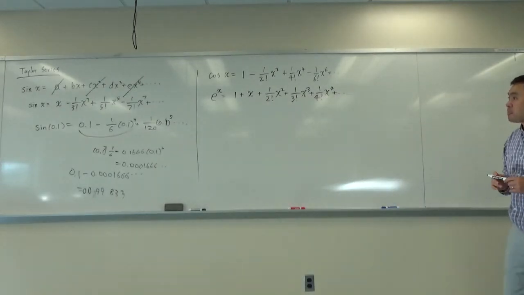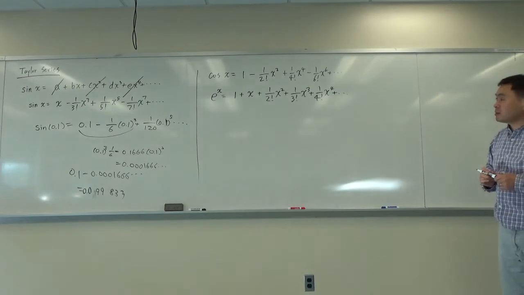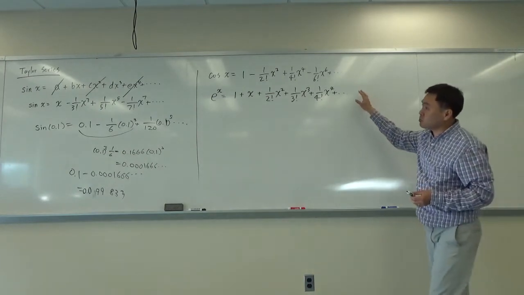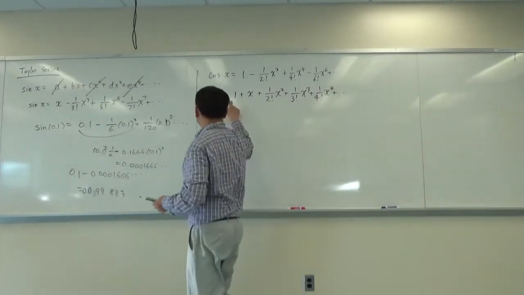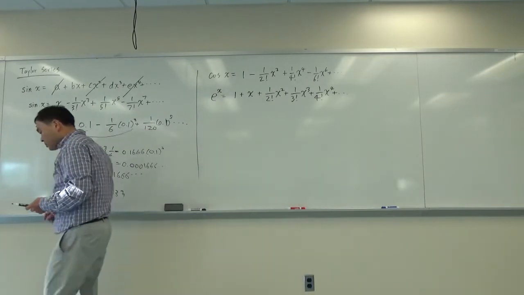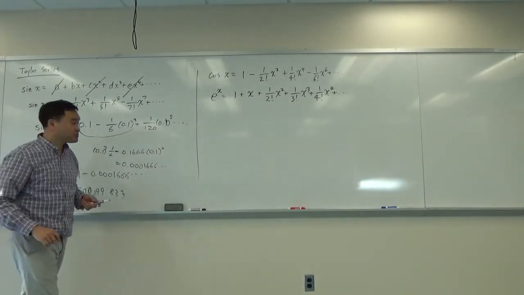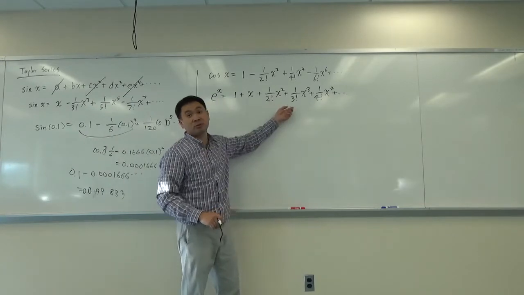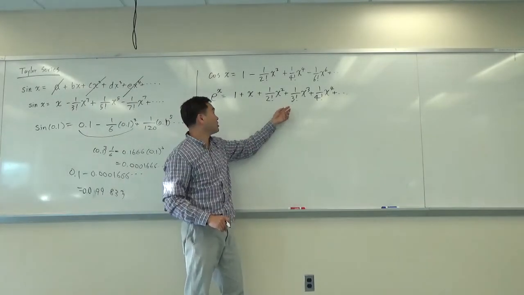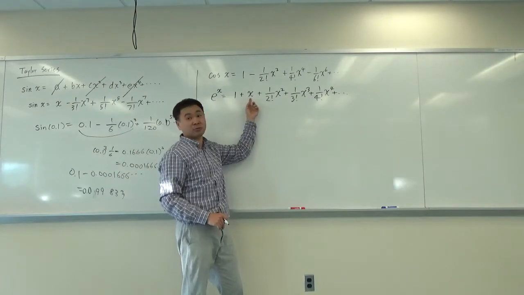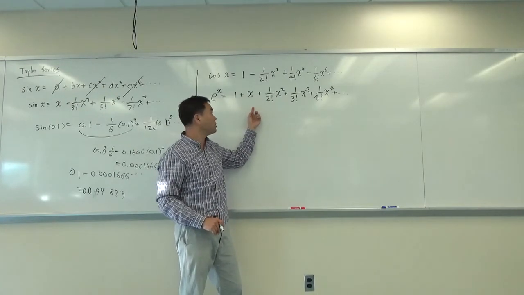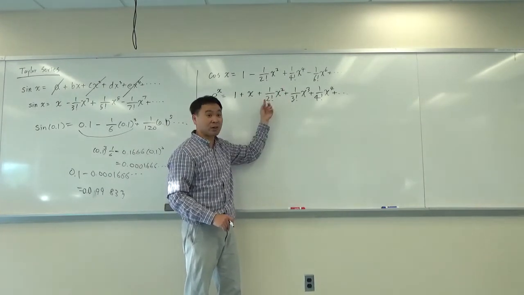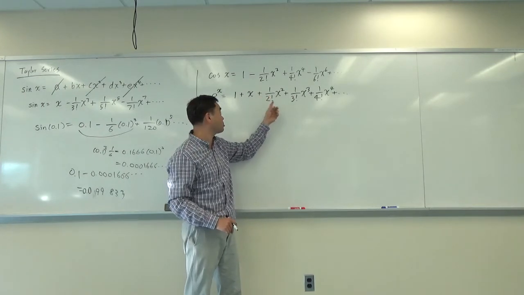Now, not only can you use the same kind of argument to get this, there's another thing you can do: you can verify that if you look at this right side and differentiate, you get the same thing. 1 differentiates to 0, x differentiates to 1, x squared over 2 comes down to 1 over 1 factorial times x, which is the same as this.